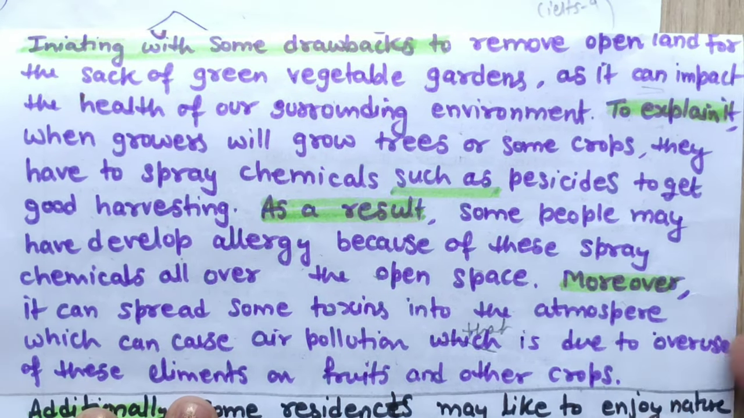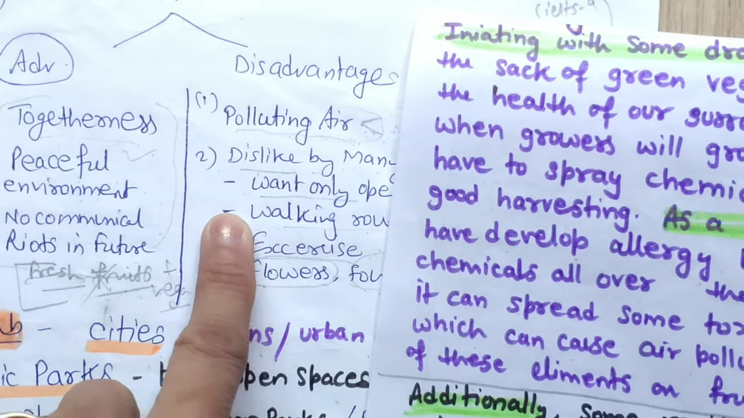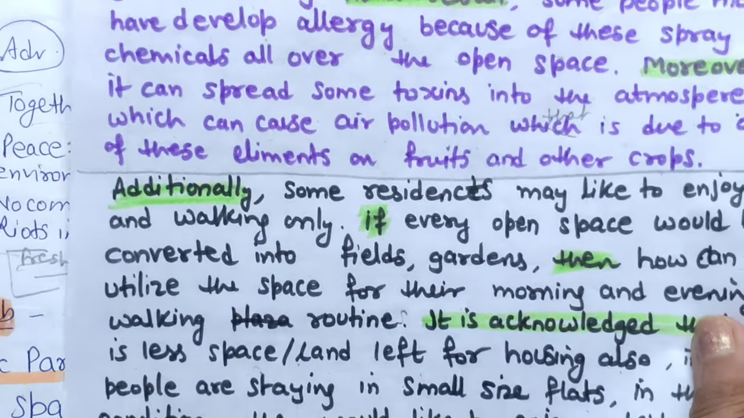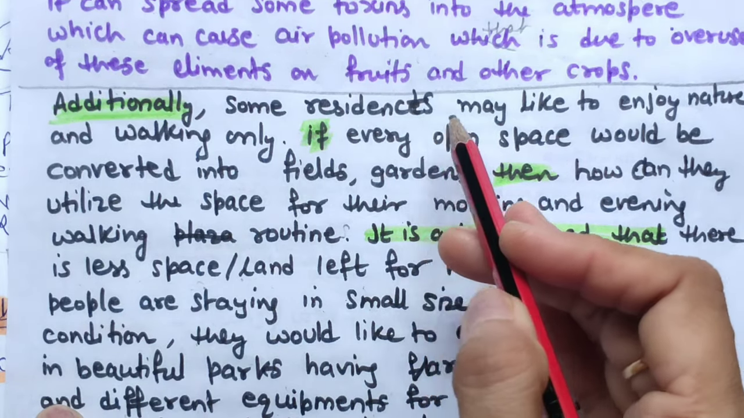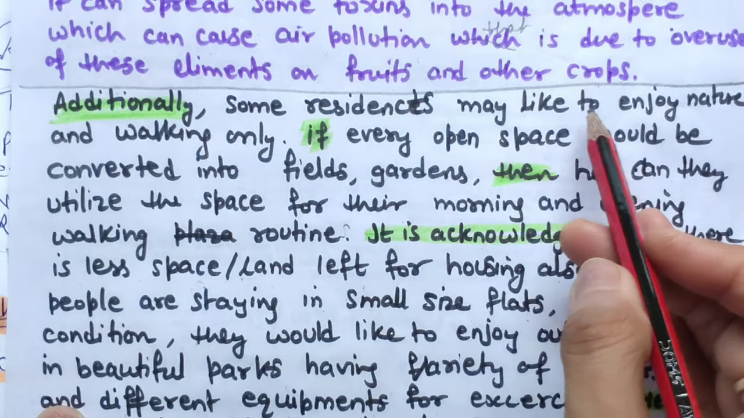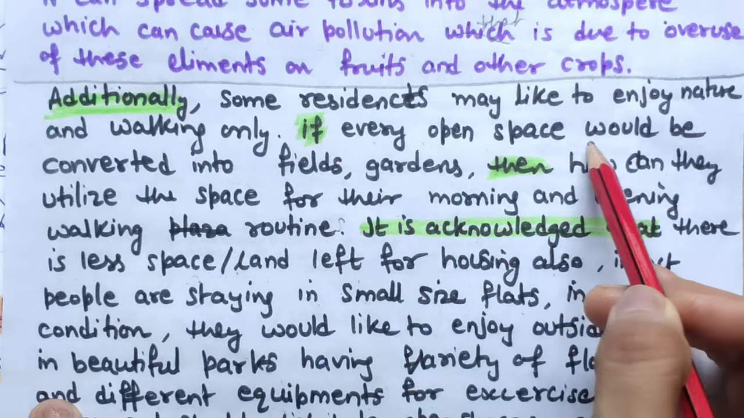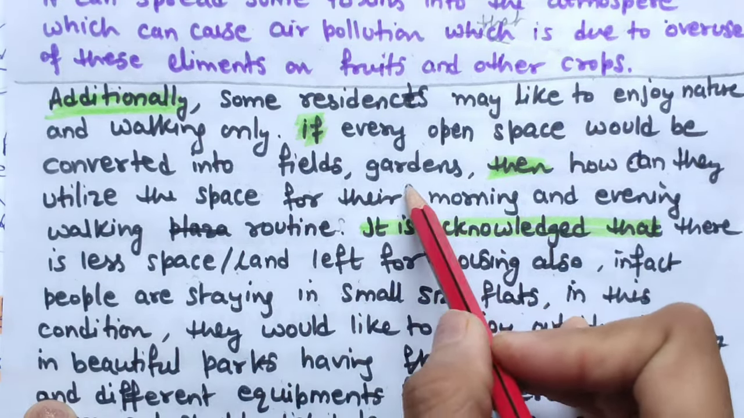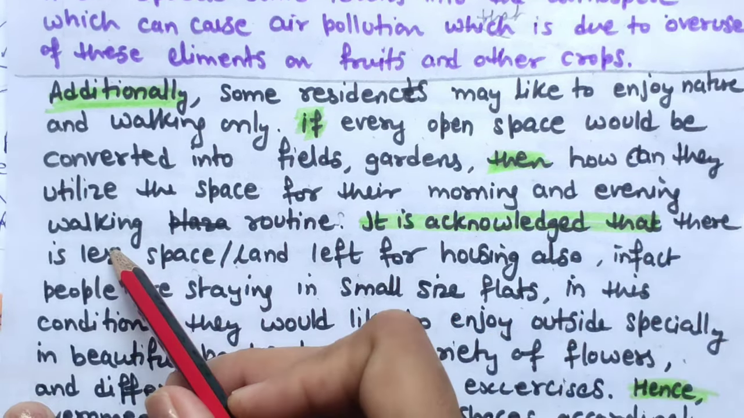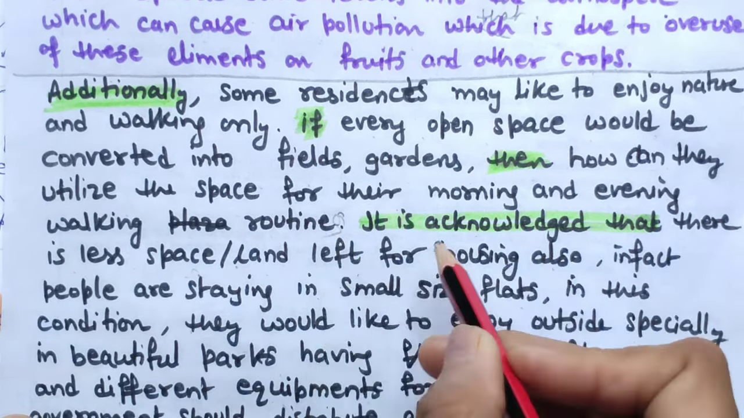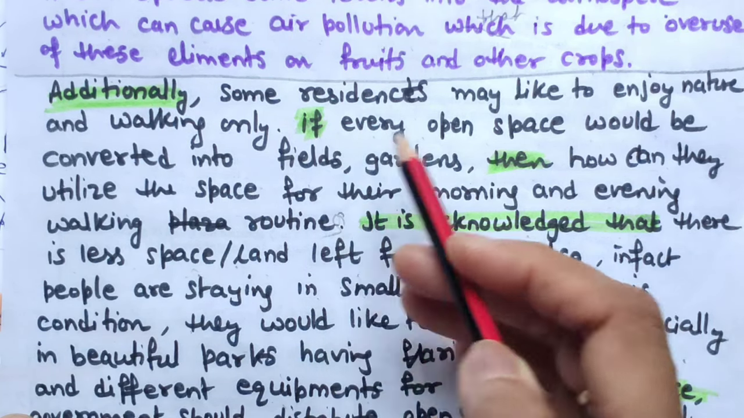You just copy it, polluting air. Now disliked by many. So these are the things we will discuss. Now next paragraph, additionally some residents or local people may like to enjoy nature and walking only. If every open space would be converted into fields, gardens, then how can they utilize the space for their morning and evening walking routines? Okay, it is acknowledged that, see this, if sentence structure is also there.